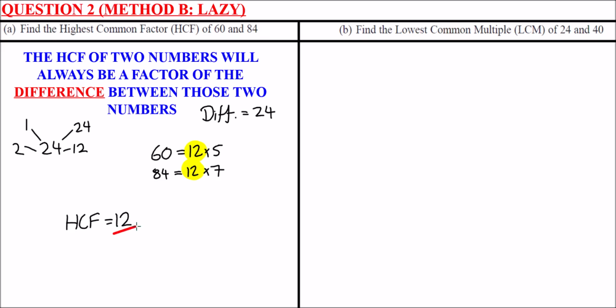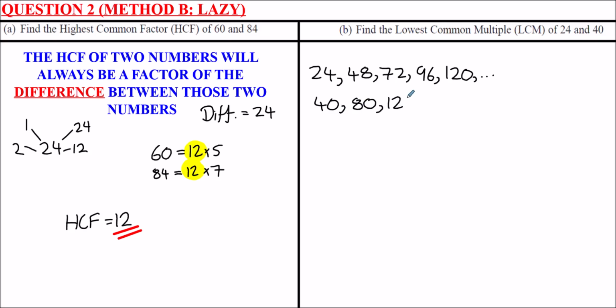And then for part B, the lowest common multiple of 24 and 40, we can literally think of the times tables of 24 and 40. So the 24 times table, 24 times 2 is 48, times 3 is 72, times 4 is 96, times it by 5 is 120, and so on. Then if we try the times tables of 40, 40 times 1 is 40, times 2 is 80, times 3 is 120, and so on.